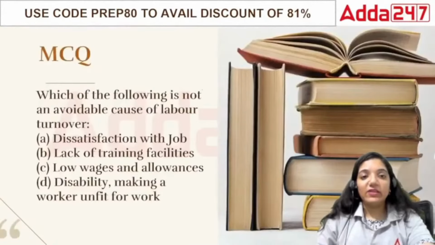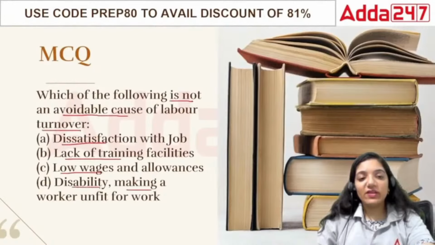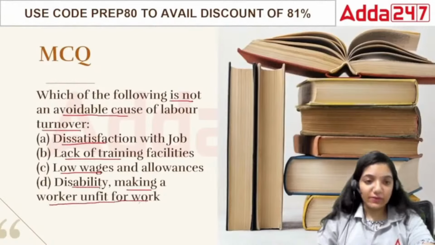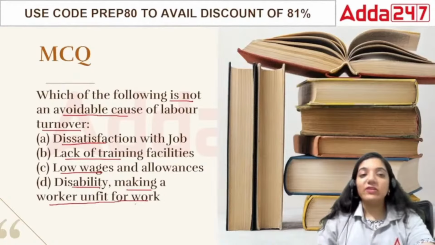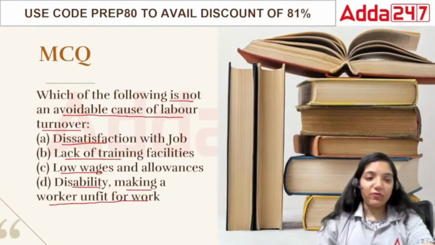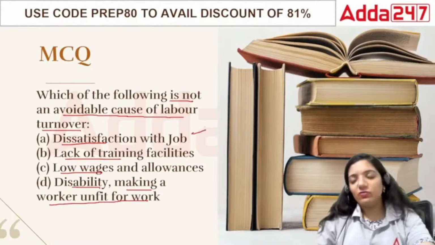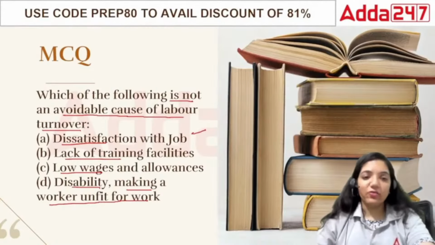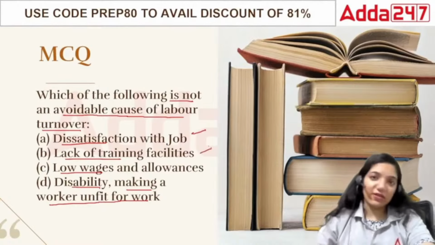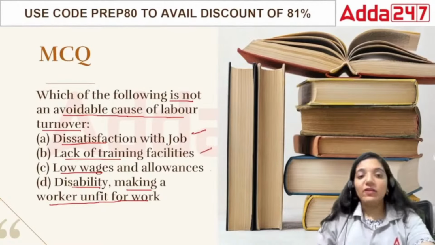Which of the following is not an avoidable cause of labor turnover? Dissatisfaction with the job, lack of training facilities, low wages and allowances, or disability, making a worker unfit for work. So what would be the correct answer? If I'm looking at labor turnover, dissatisfaction with a job is an avoidable cause. If you try to satisfy the person, he may still go. Lack of training facilities, again, you can give training to them and they will stay in the organization. Low wages and allowances, you pay more, they will still stay.